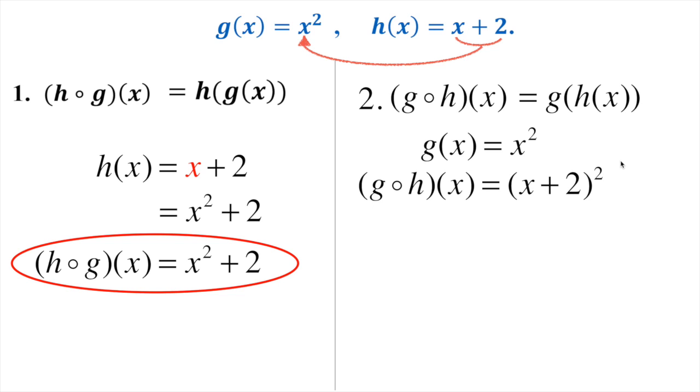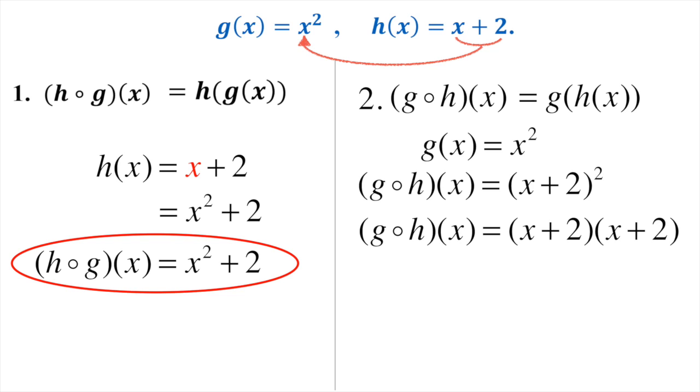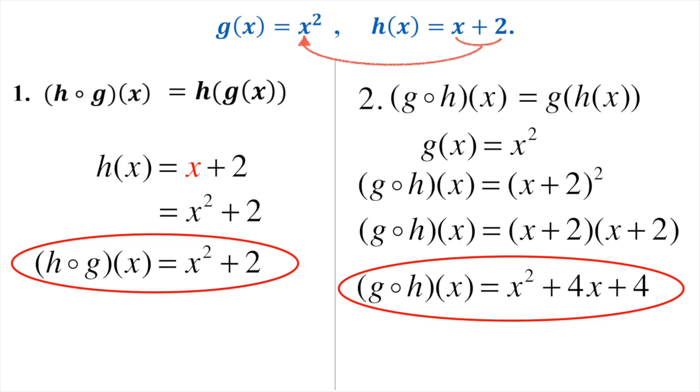X plus 2 squared. Now this one is not x squared plus 4. A lot of students do that, but they miss that portion of it. If you're going to actually FOIL these out, that's the same thing as x plus 2 times x plus 2, which would indeed give us x squared plus 4x plus 4 if you were to FOIL this one out. X squared plus 2x gives me my plus 4x and then plus 4.